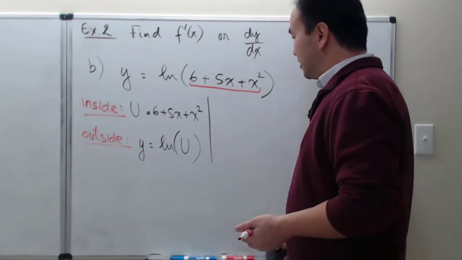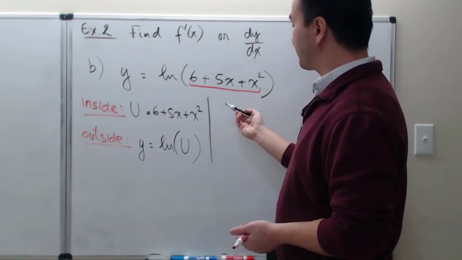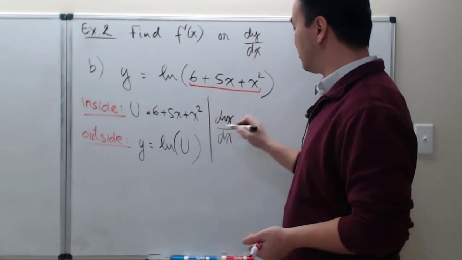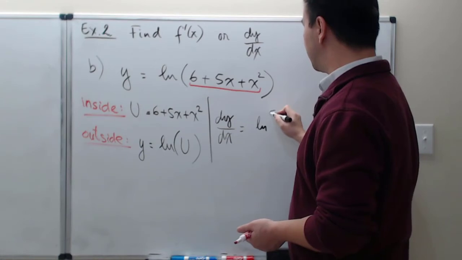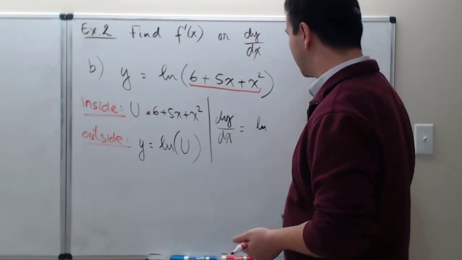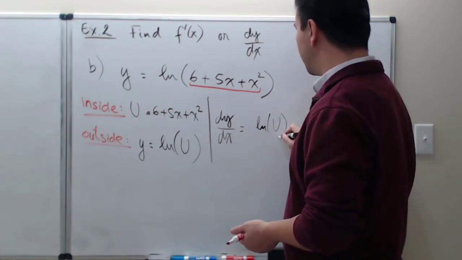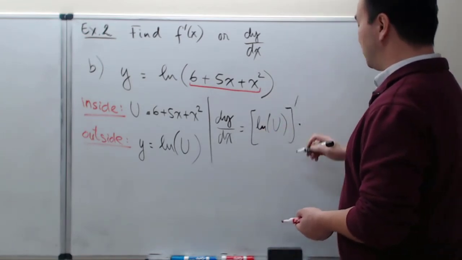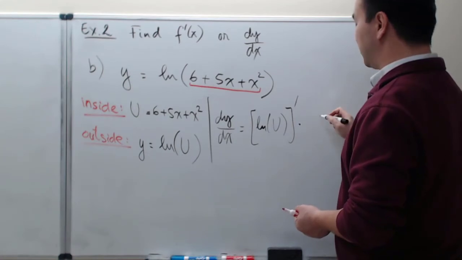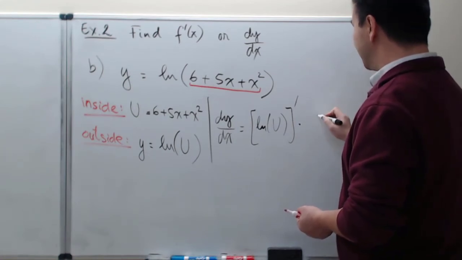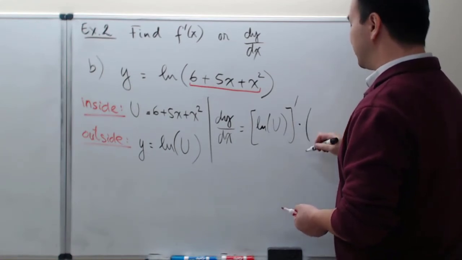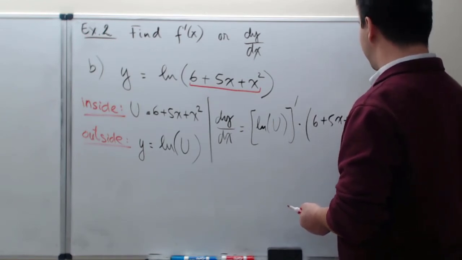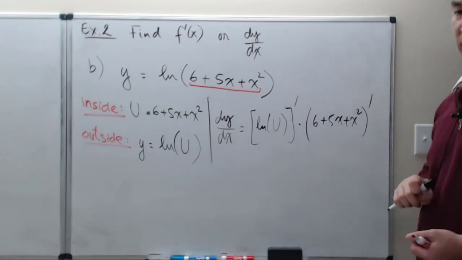Okay, so getting into the derivative here, chain rule says taking our derivative, we must first take the derivative of the outside. So chain rule derivative of the outside means taking the derivative of natural log of u. Okay, and we then multiply with the derivative of the inside, which is taking the derivative of all that, 6 plus 5x plus x squared. Sort of like I'm writing down a template for that.